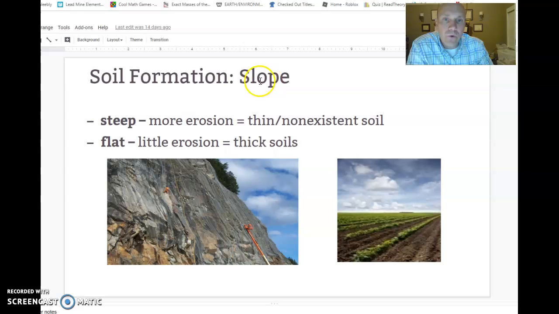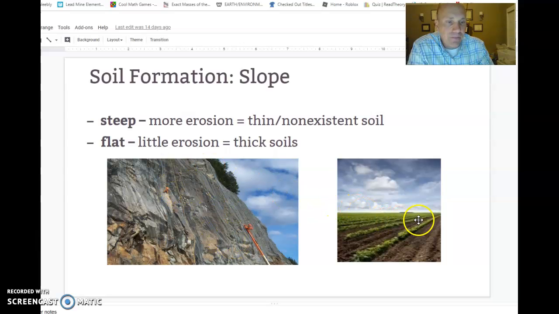One other thing that's going to affect the ability for soil to form is whether it's on a steep slope, in a mountainous area, or on relatively flat land. The thing about soil is that gravity is going to work on it. If you were to have any soil on this steep rock face right here, gravity is just going to take it off the surface of that rock. So in steep areas, a lot of times you just can't form thick soils because they just wash off the rock surface.